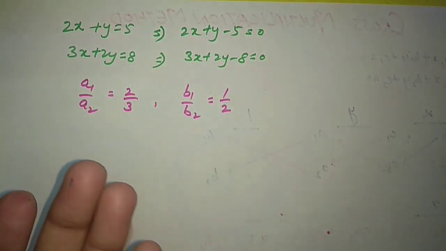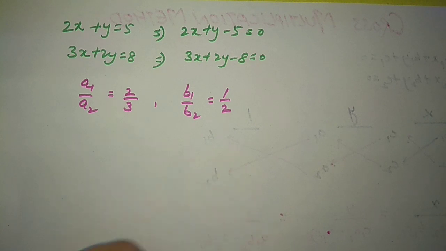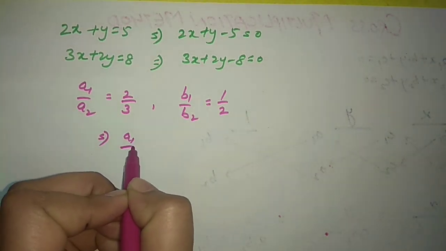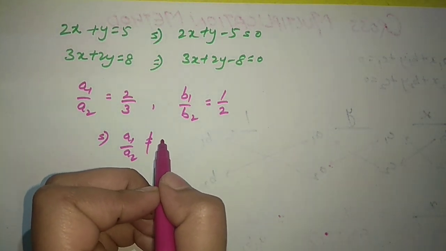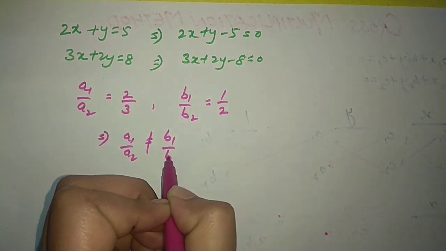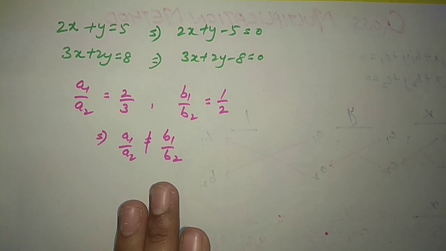So here we have seen that a1 upon a2 is not equal to b1 upon b2. It shows that we have a unique solution, meaning these are intersecting lines. So we will use the cross multiplication method only when we have a solution that is consistent. If we have the pair of lines that are consistent, then only we will use cross multiplication method. So it is a consistent pair of lines, so we can use this method.